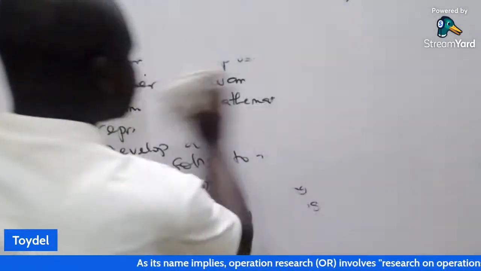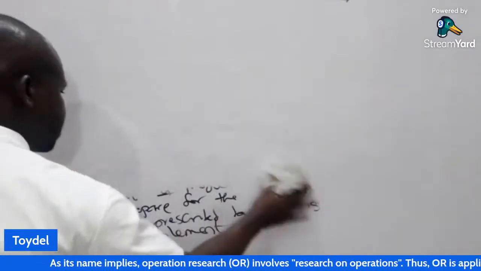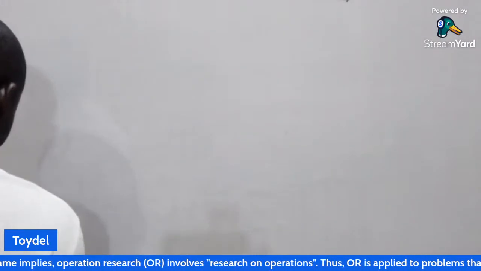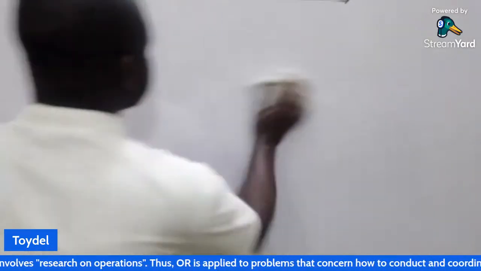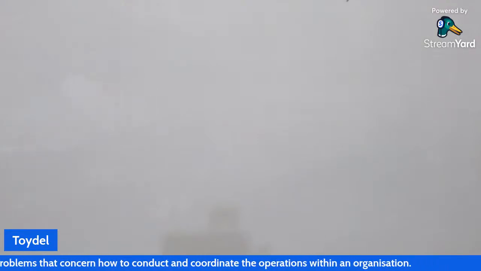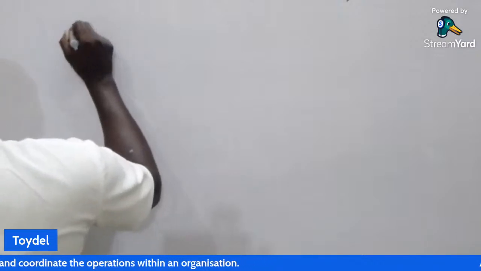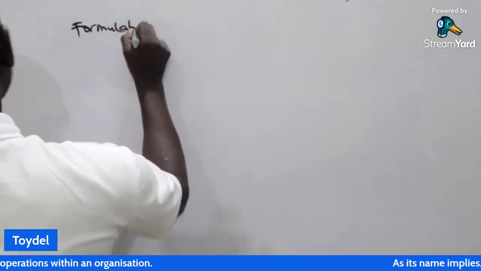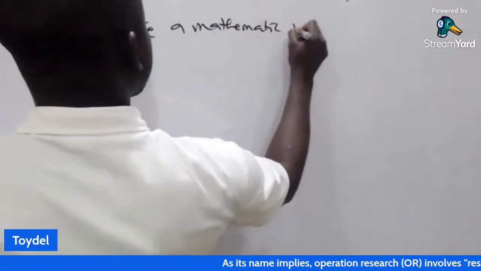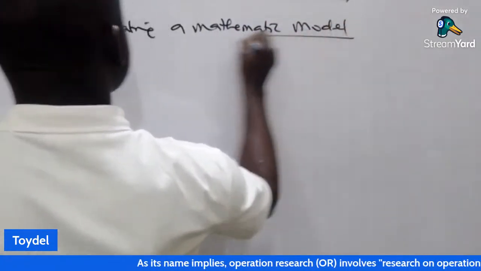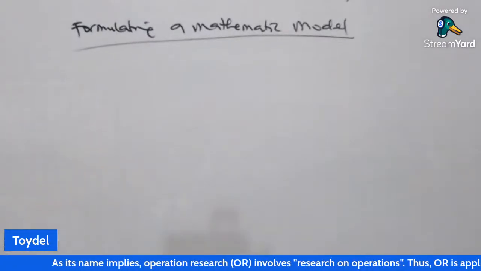But that doesn't mean that we don't apply OR in other facets of life. OR is very important in economics, statistics, many areas. So let's just look at formulating a mathematical model. So what do we do? Then we must understand the concept of modeling. Formulating a mathematical model. Okay. So what do we do?